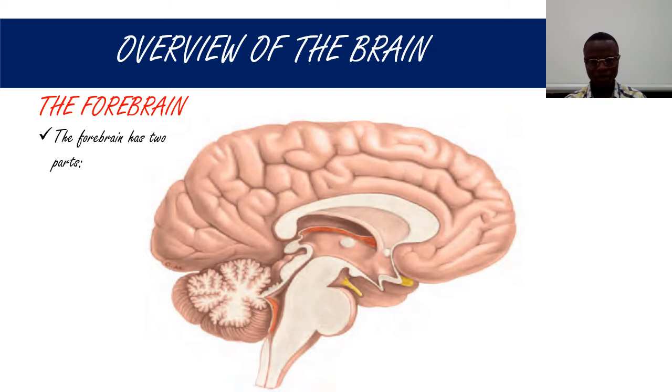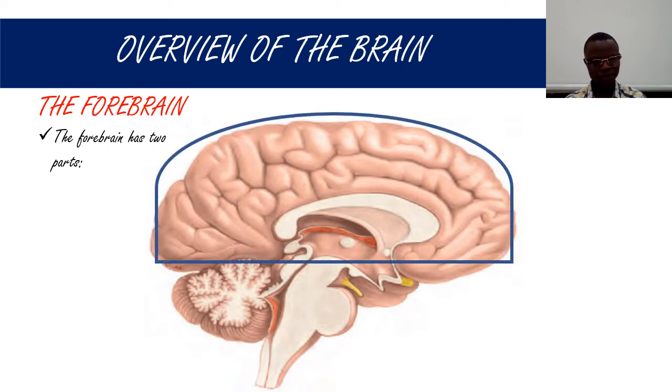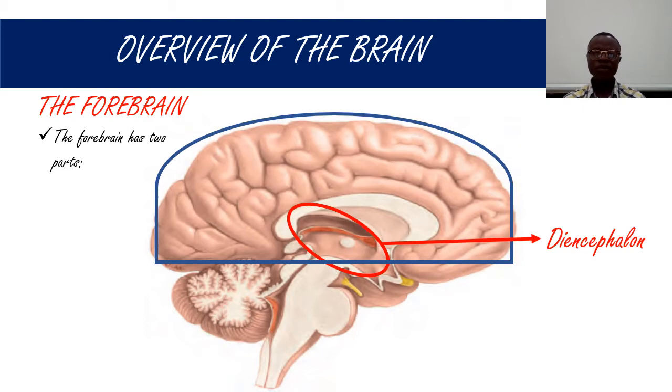Recap of our forebrain structure. This is the segment we are looking at here. And the center of this forebrain is referred to as the diencephalon. And the remaining portion of the forebrain that surrounds the diencephalon is called the telencephalon. So these are the two major divisions of the forebrain.